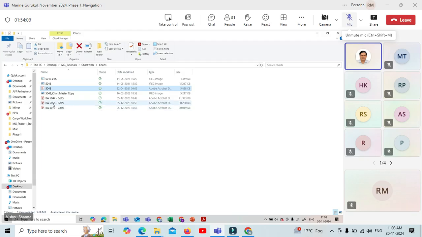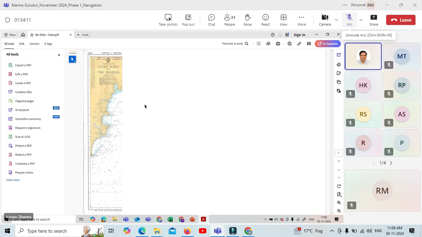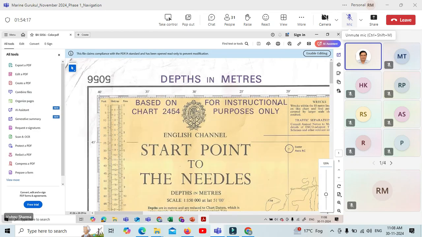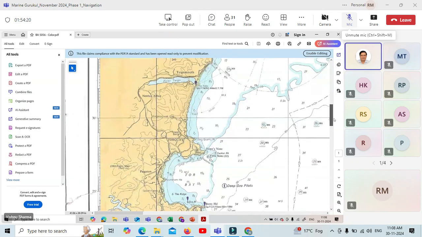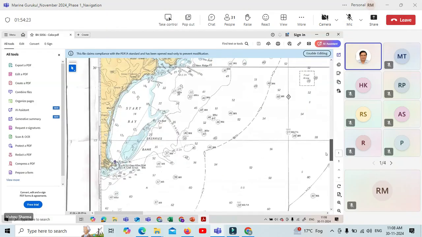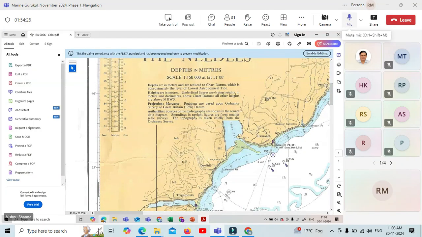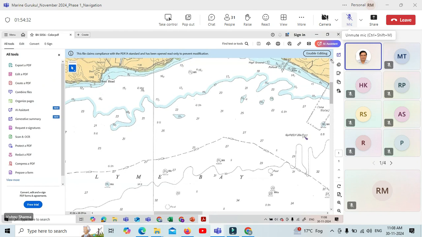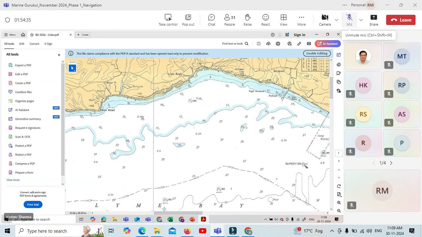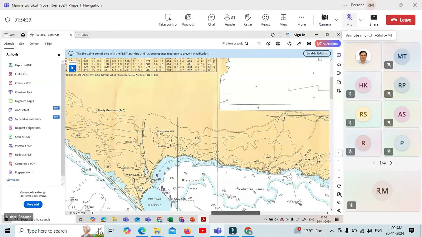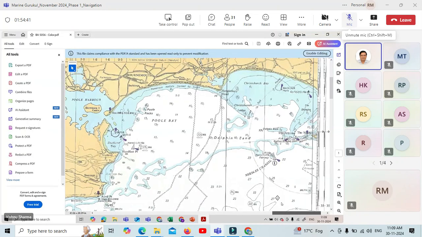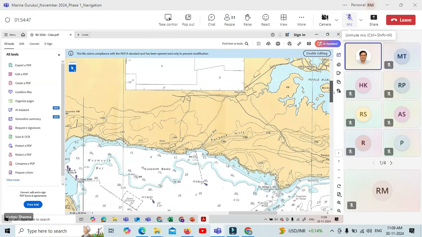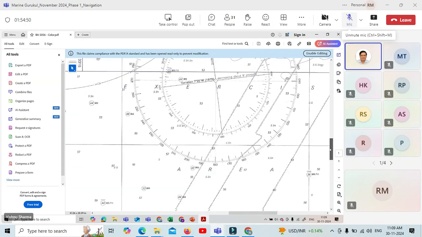You have not plotted a single question. That's why you are saying this Bill of Portland is on 5048.